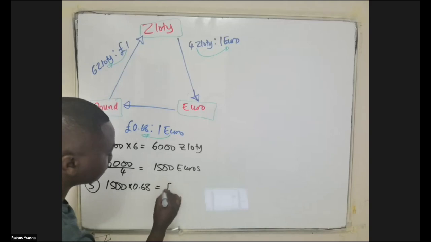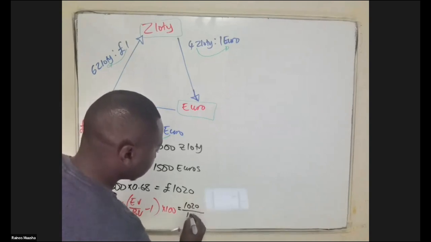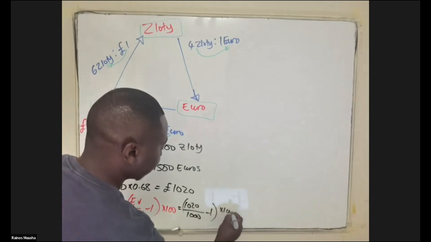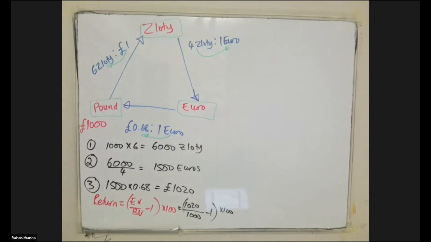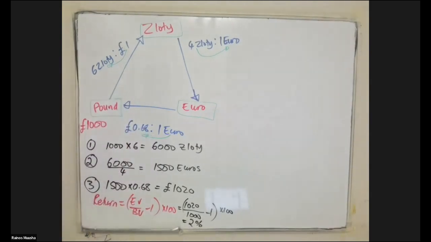And this gives us 1,020. So we know we started off with 1,000 pounds. We're ending up with 1,020 pounds. So your return is equal to the end value over the beginning value minus 1. Then you multiply that by 100. So your percentage return in this case is equal to your end value of 1,020 over your beginning value of 1,000 minus 1, then this multiplied by 100. It means you are able to earn a 2% return from this. Are we on the same page?